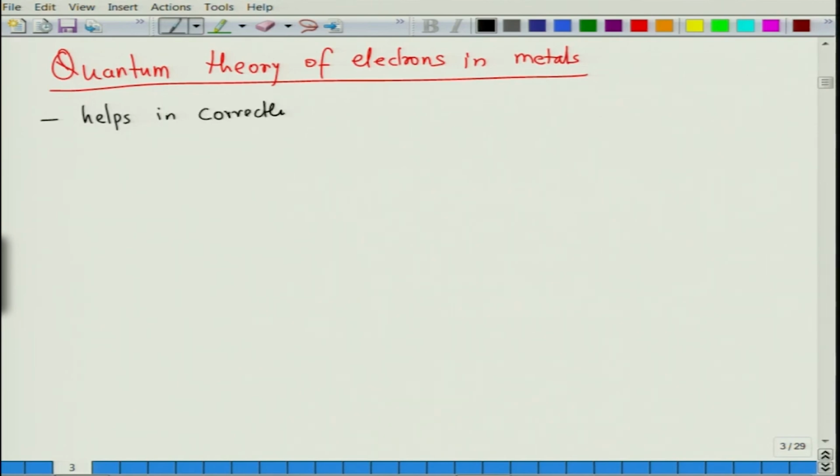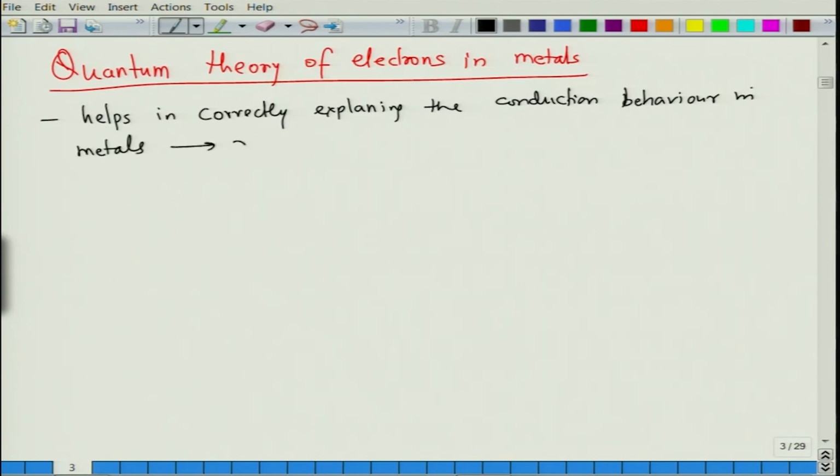correctly explaining the conduction behavior in metals, in reconciliation with the experimental data. Okay. The problem with the free classical gas model is the experimental data. You may have some match with experimental data, provided you happen to be at the same temperature where things match, but if they don't, then you have no match.